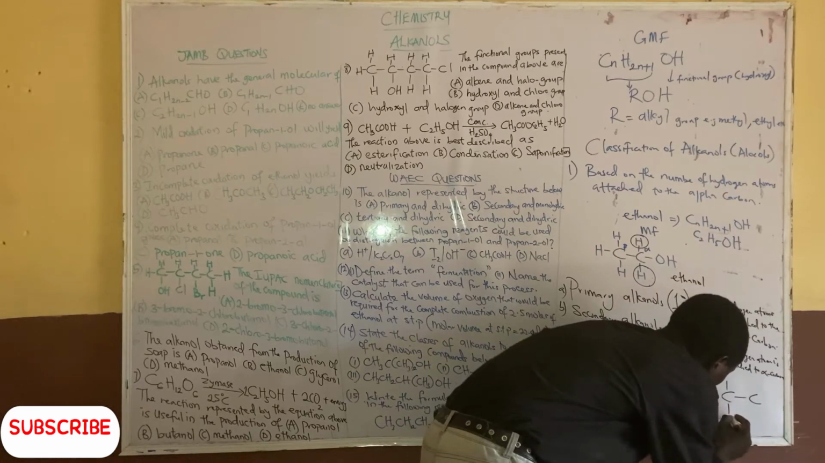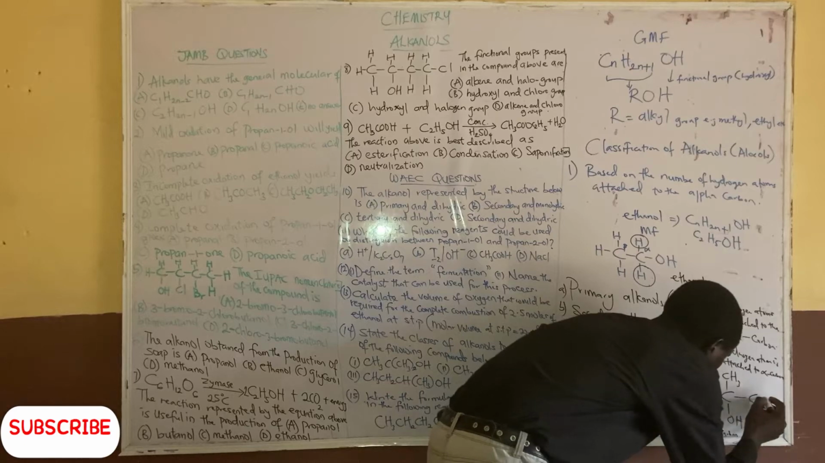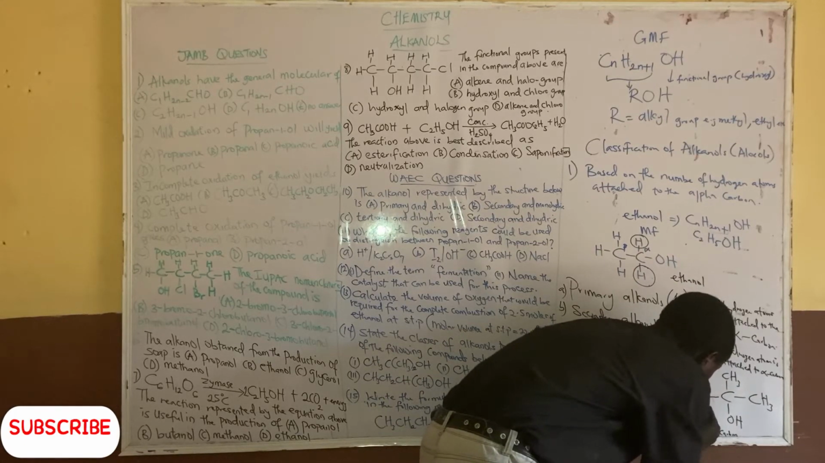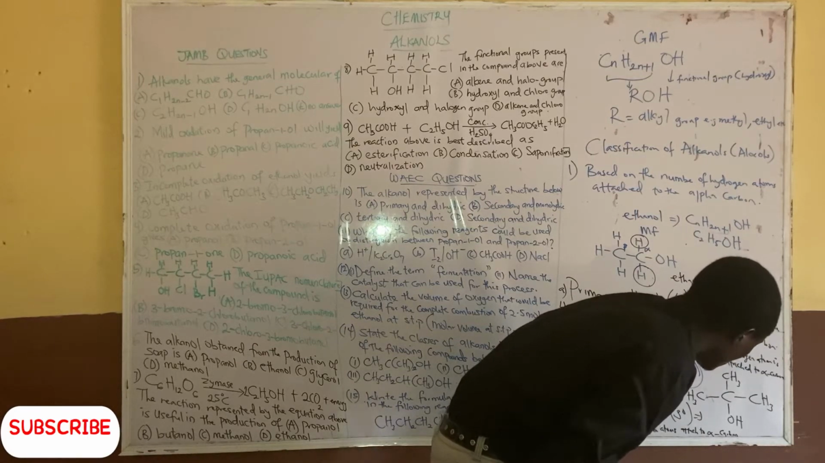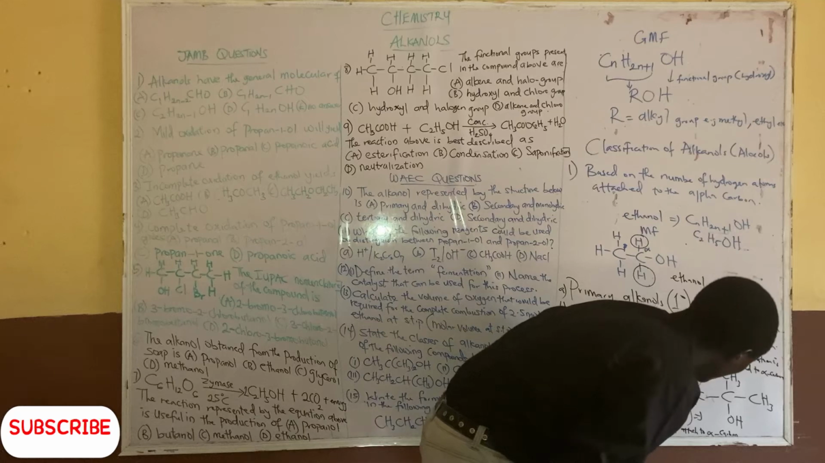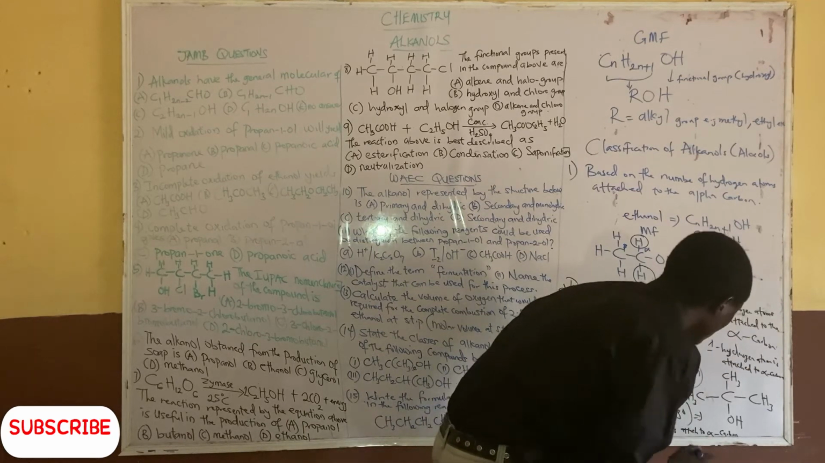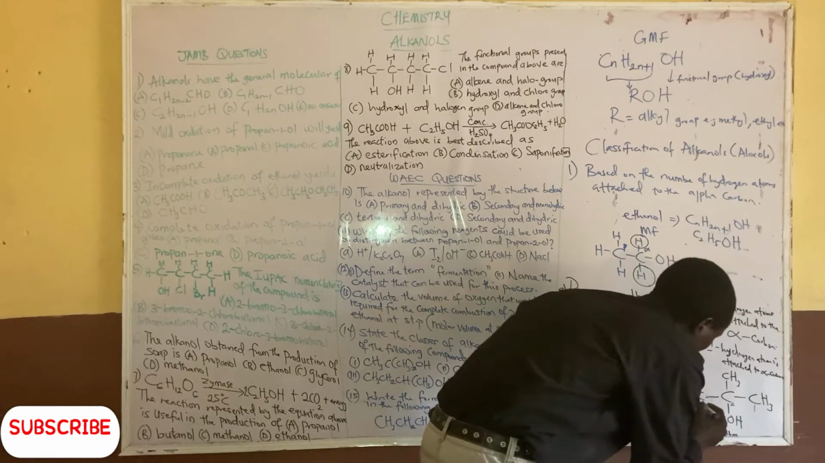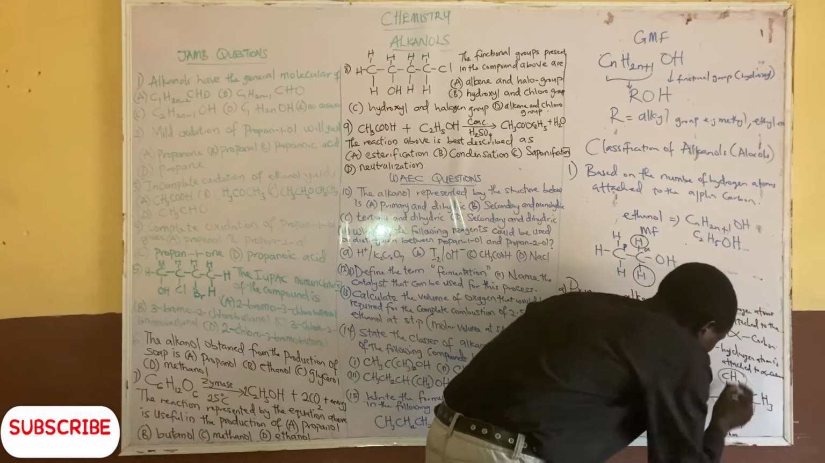You have something like this: OH, CH3, CH3, and CH3 here. Now if you want to name this one, this is 2-methyl-propan-2-ol. 2-methyl, look at this, this is 1, 2, 3. Now this is 2, and the substituent is on number 2. You can see this is the alpha carbon here.